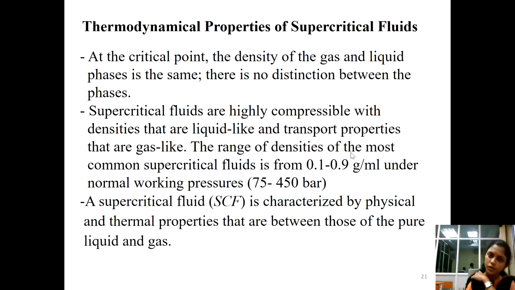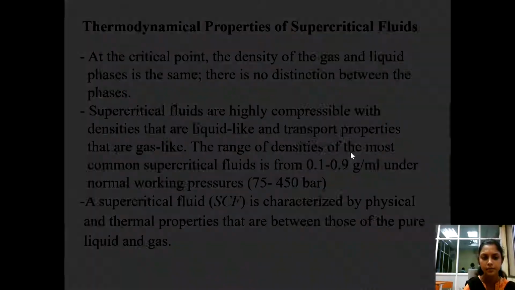Thermodynamical properties of supercritical fluids. At the critical point, the density of the gas and liquid phase is the same. There is no distinction between the phases. Supercritical fluids are highly compressible, with densities that are liquid-like and transport properties that are gas-like. The range of densities of the most common supercritical fluids is from 0.1 to 0.9 gram per ml under normal working pressure, that is 75 to 450 bar. Supercritical fluid is characterized by physical and thermal properties that are between those of pure liquid and gas.